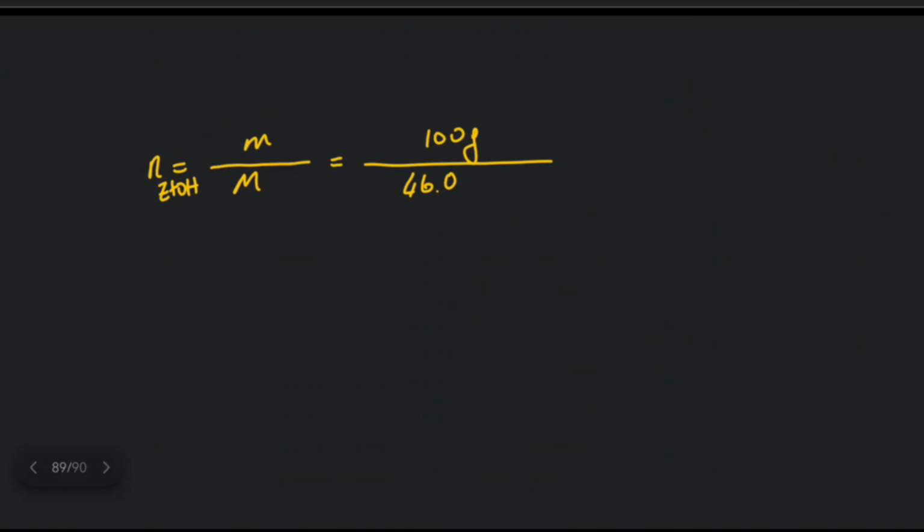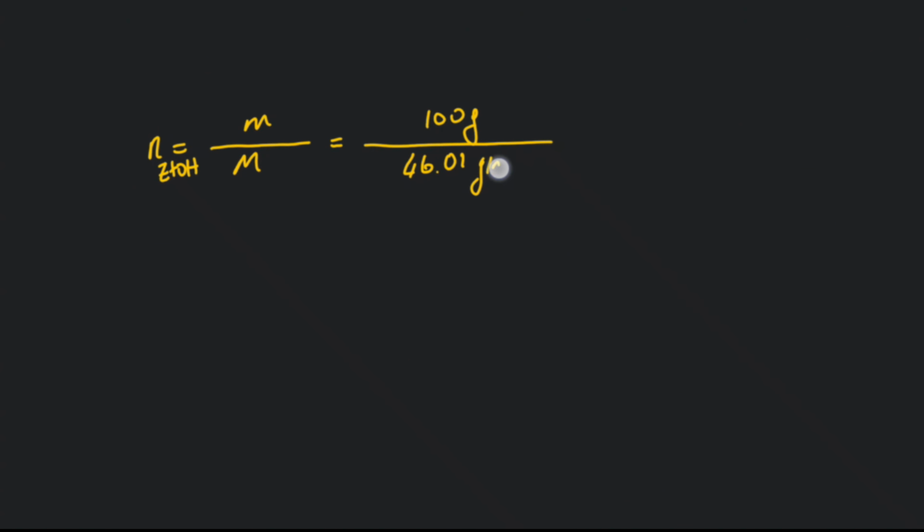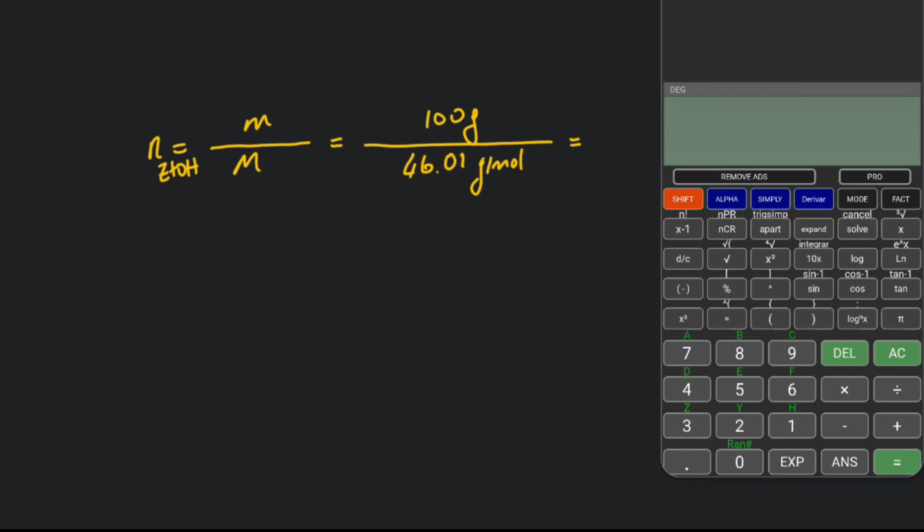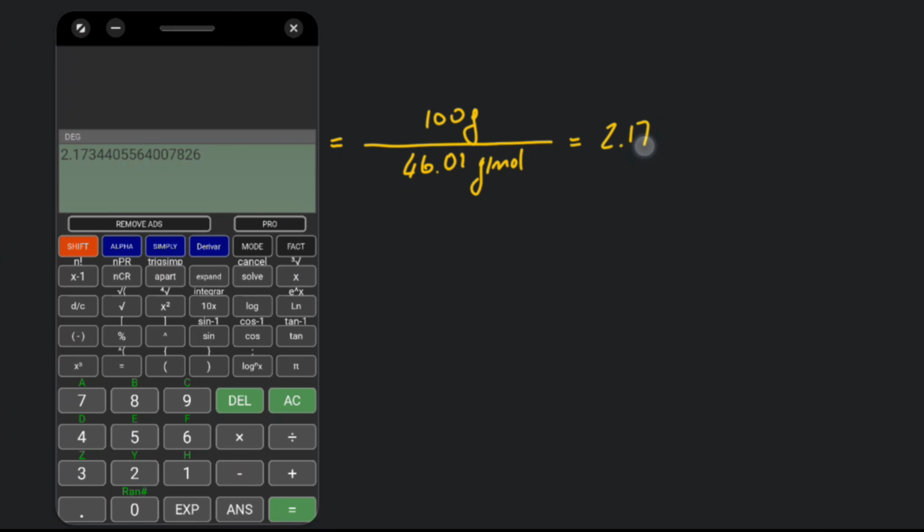As you know, mole equals mass over molar mass. So this is mass, which is 100 gram. For instance, for ethanol, I want to calculate ethanol, and we have 100 grams of ethanol, and molar mass of it is 46.01. So this is 2.17 moles.